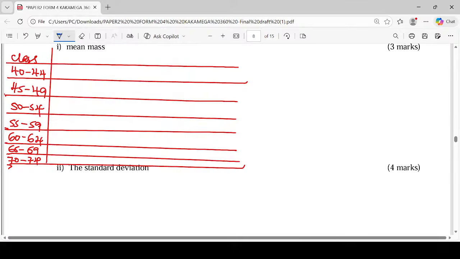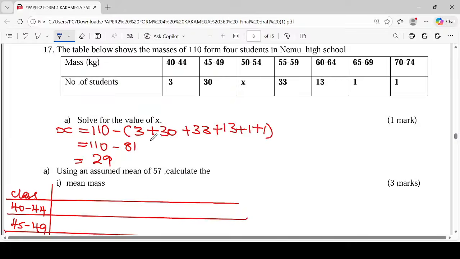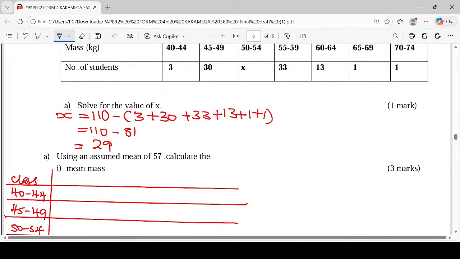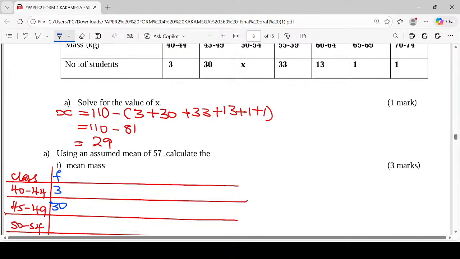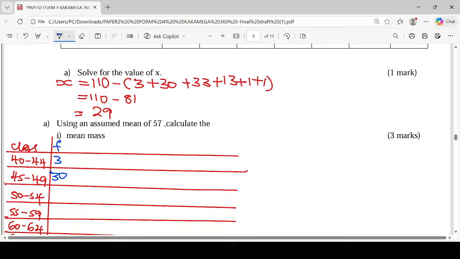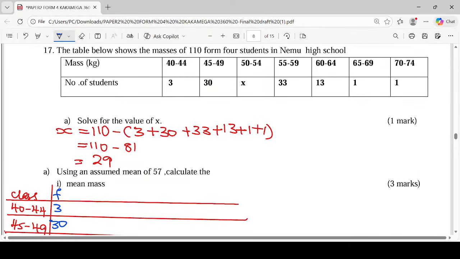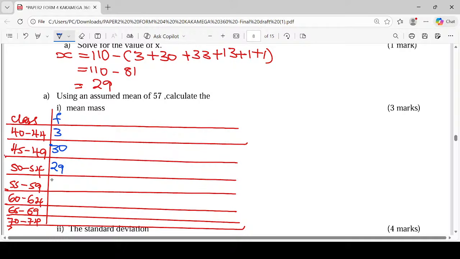So, what about the frequencies? This is a column for f, the frequency. We have 3, 30, and now x, whose value is 29, so this is 29 here. Then 33, 13, 1, 1. So those are the frequencies.